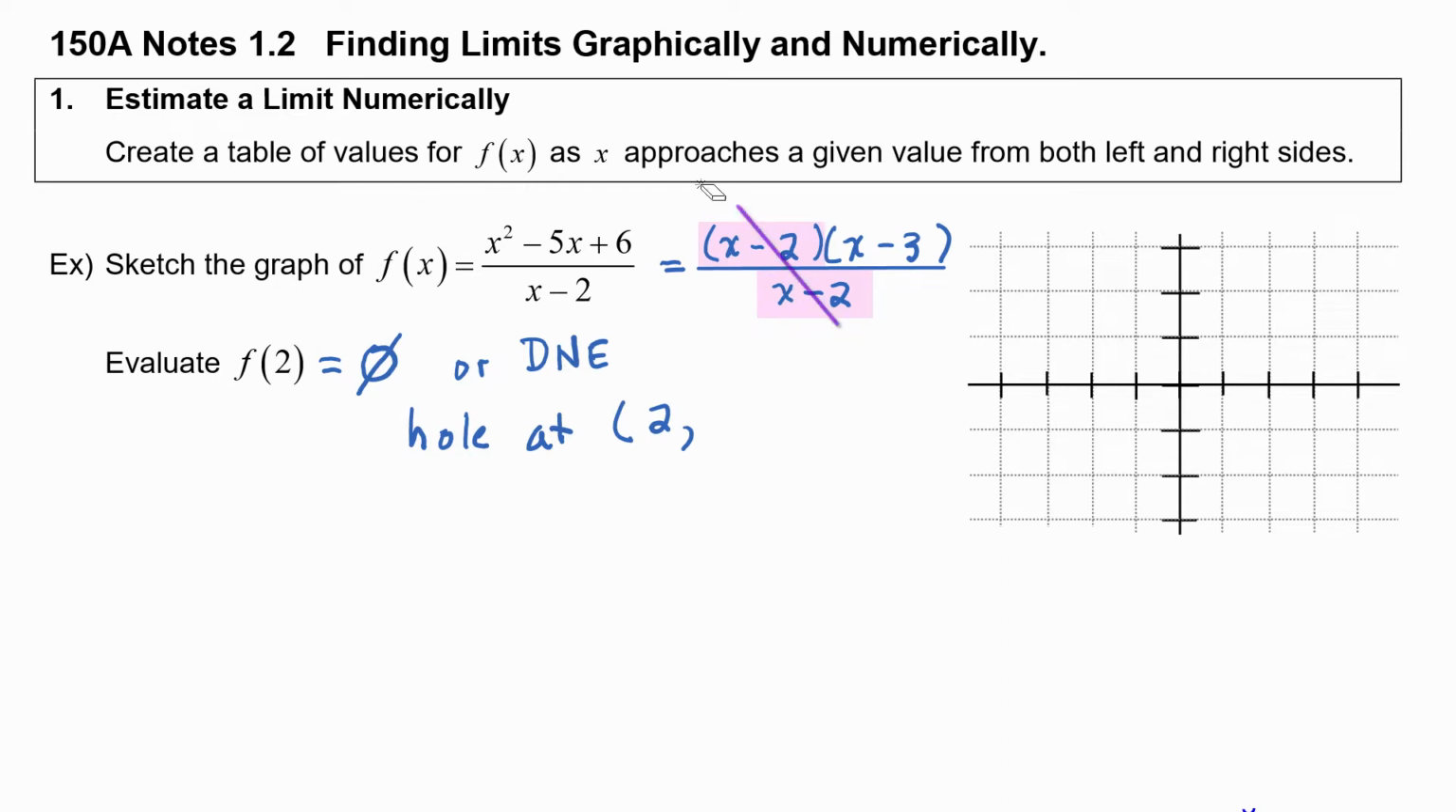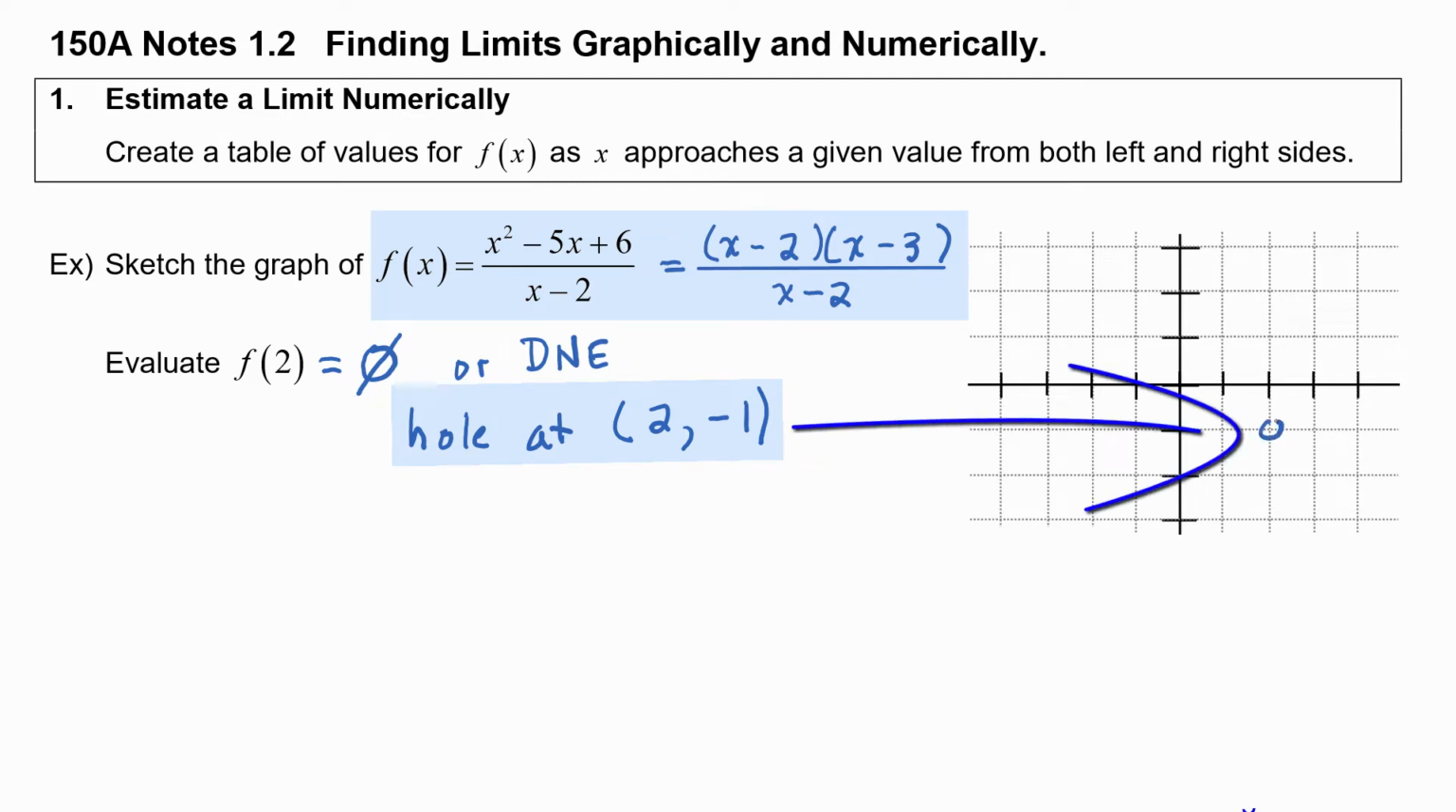If we temporarily ignore this common factor and plug in the 2 here, 2 minus 3 would give us a negative 1. So that tells us that the graph of this function, which can be written like this, is going to have a hole at the point 2, negative 1. So let's go ahead and put that there.